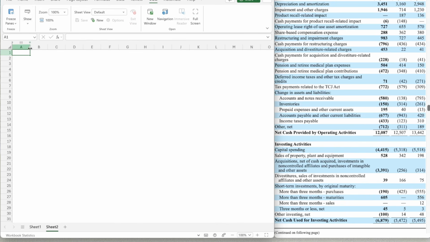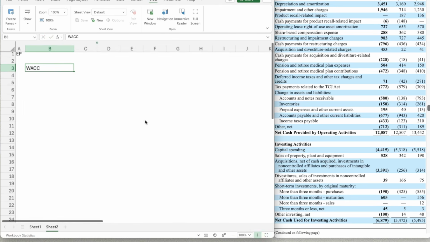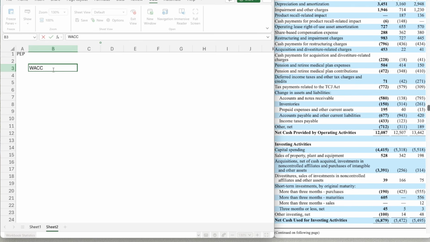Don't need to freeze any panes, but just make your A smaller, your B larger. And we're going to calculate the WACC a bit as well. So your WACC is your weighted average cost of capital, and it equals your percentage of equity multiplied by your cost of equity plus your percentage of debt multiplied by your cost of debt multiplied by 1 minus the tax rate.